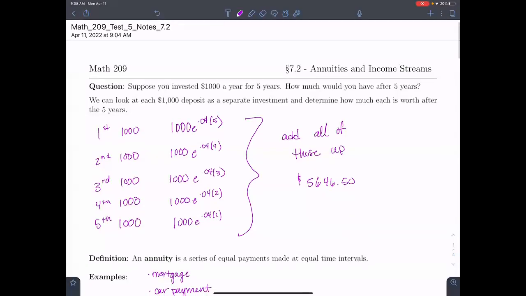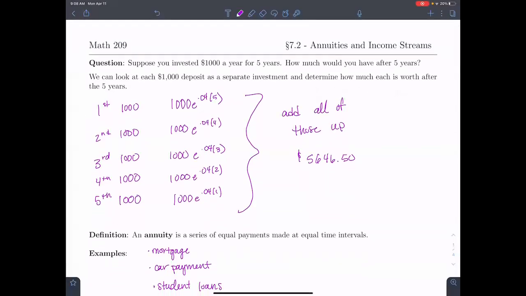So for section 7.2, we are looking at annuities and income streams. The first example we're going to look at is this. You are investing $1,000 a year for 5 years, and you want to look at how much money you would have after those 5 years.